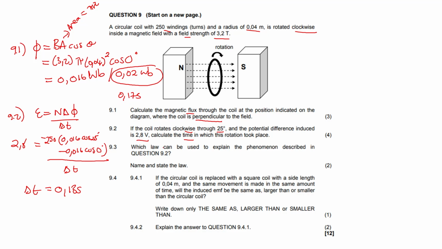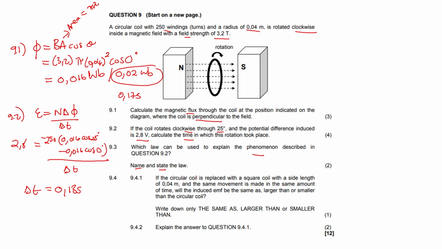Okay, 9.3. Which law can be used to explain the phenomenon described in question 2? Name and state the law. So this is Faraday's law, that's the name of the law. What is the law? You have to state the law. So Faraday's law is when the magnitude of an induced EMF across the ends of a conductor is directly proportional to the rate of change in the magnetic flux linkage with the conductor. All right, just take it out of your textbook or from a past paper and you will be okay. But please study the name and the law as is.